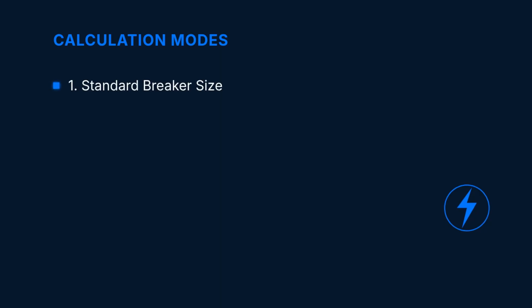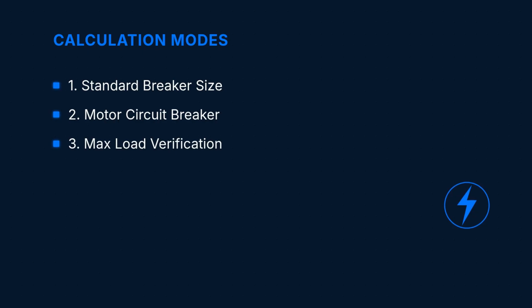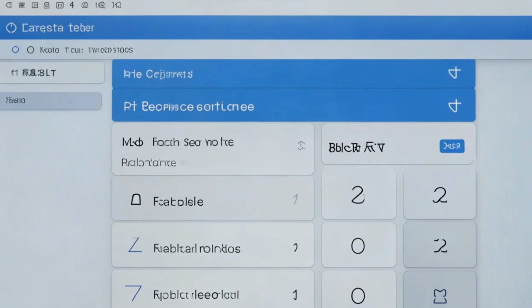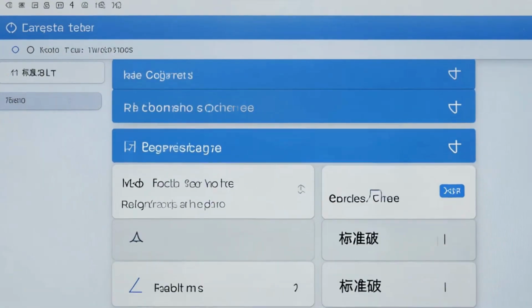First, we have calculation mode with 6 options: standard breaker size for continuous load, motor circuit breaker size, maximum load for given wire and breaker, voltage drop verification, parallel conductor sizing, and temperature derating factor. For this demonstration, we'll select standard breaker size.